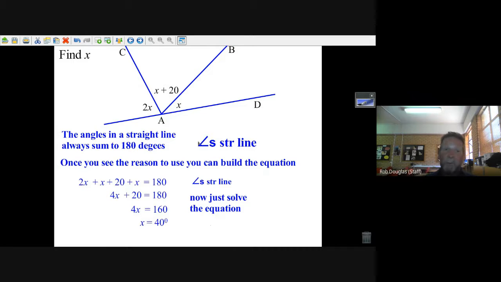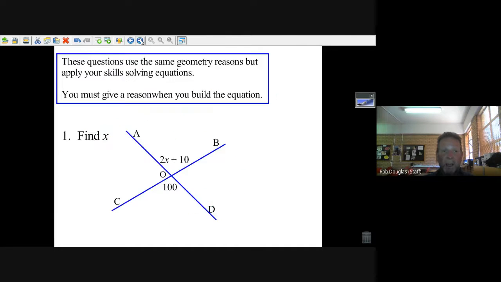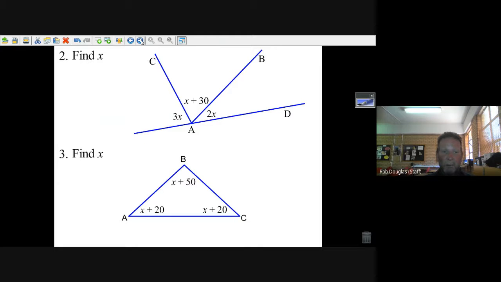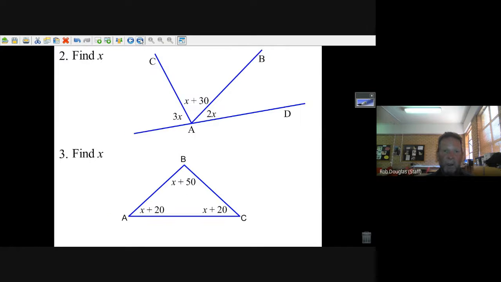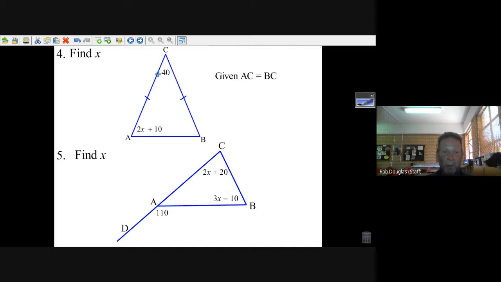And we've got a bunch of questions to try. Question 1 and 2 and 3. So you can see right there, hey, those are vertically opposite, and you're going to use those. There's a line, there's a triangle. Ooh, equal angles, opposite equal sides. That looks a little bit tricky, interesting. This is called the exterior angle of a triangle equaling these two.